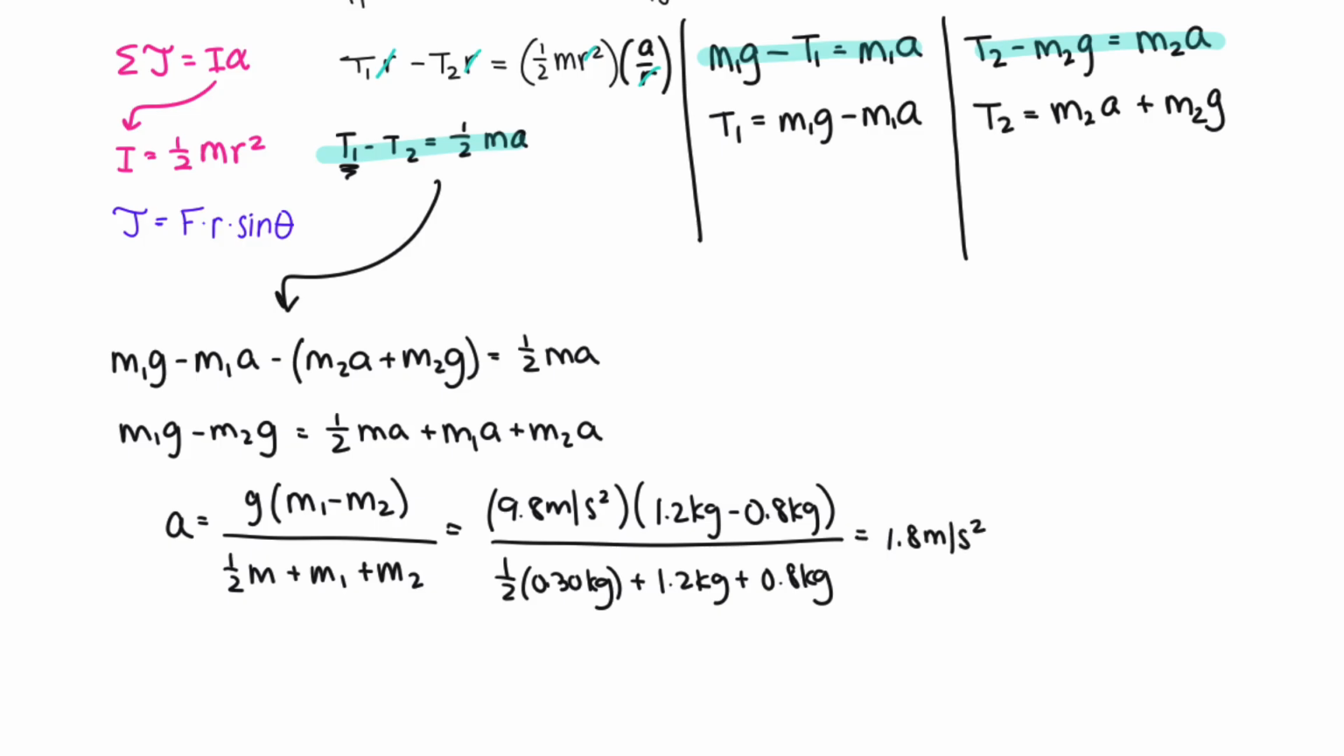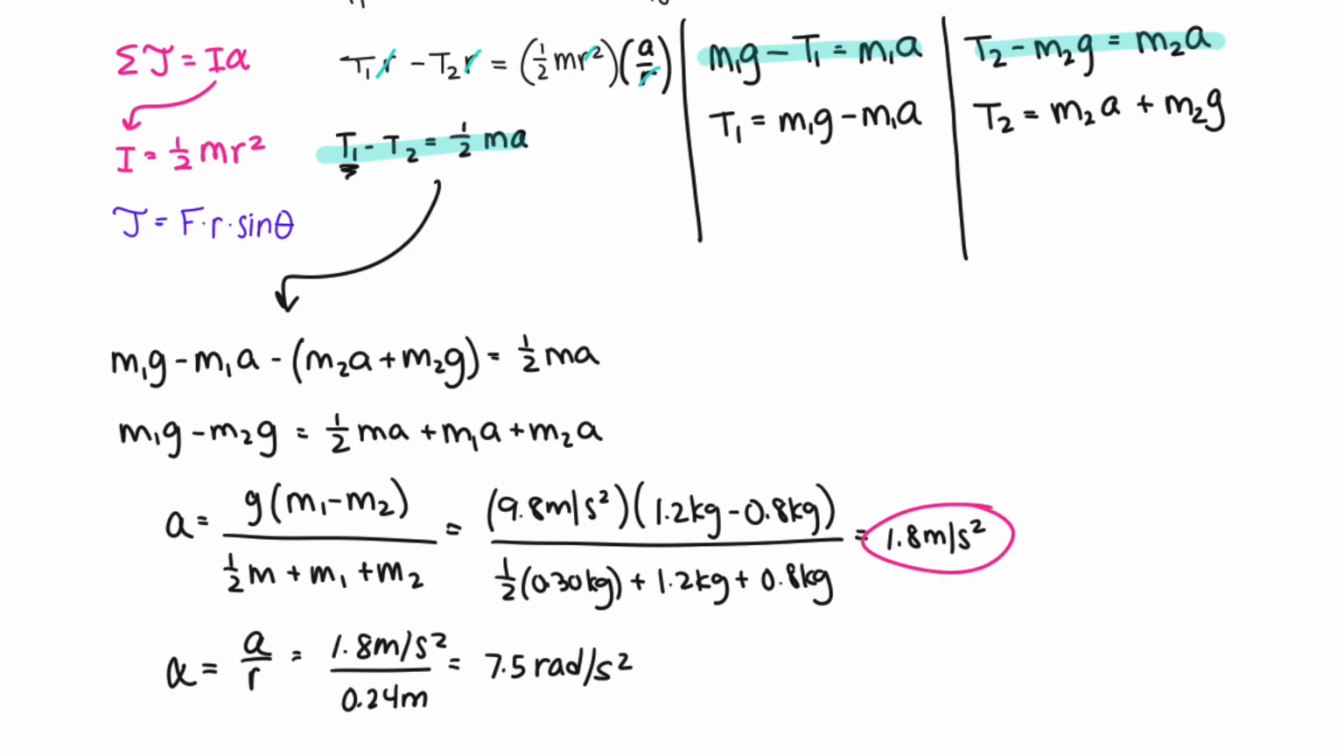All right, and so 1.8 meters per second squared is our answer here for the linear acceleration. And for our angular acceleration, we'll take that linear acceleration and divide by the pulley's radius. So 1.8 meters per second squared divided by 0.24 meters gives us about 7.5 radians per second squared. So 1.8 meters per second squared, 7.5 radians per second squared.